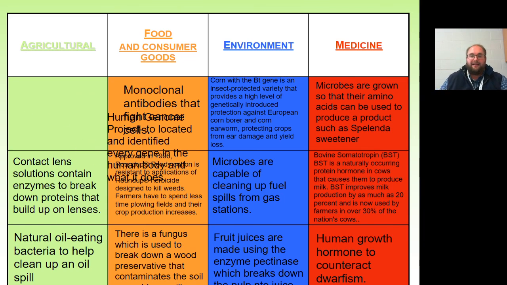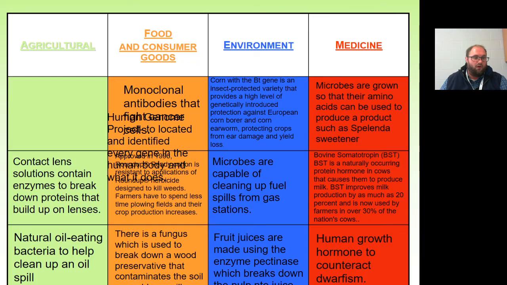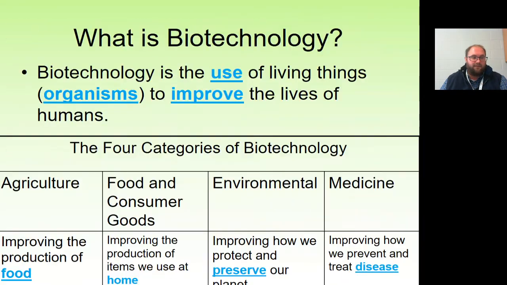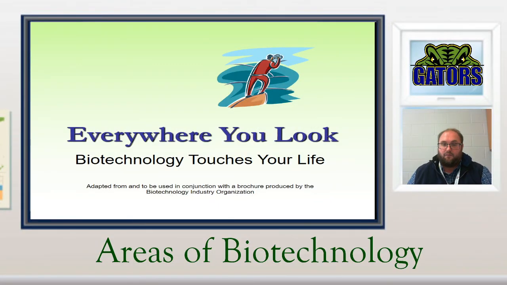So, guys, this is where I am going to stop. In your Canvas, you're going to see a full chart that is going to have all of the examples that you may want to be aware of. Later on this week, you will have an assignment to categorize the different examples of biotechnology, whether it's agricultural biotechnology or food and consumer biotechnology, or it is environmental biotechnology or medical biotechnology.